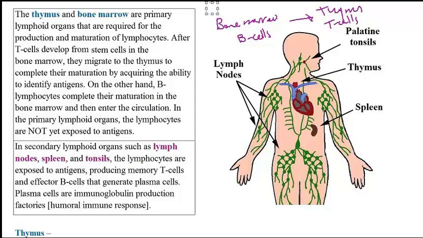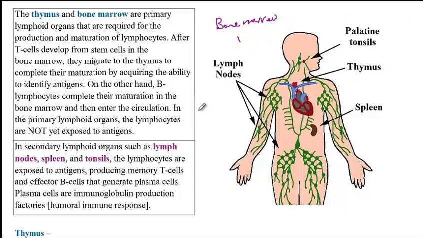the T cells. So one memory aid that I have for you is to remember that bone marrow is the site for B cell maturation, while thymus is the site for T cell maturation. All right, so that was for the primary lymphoid organs.